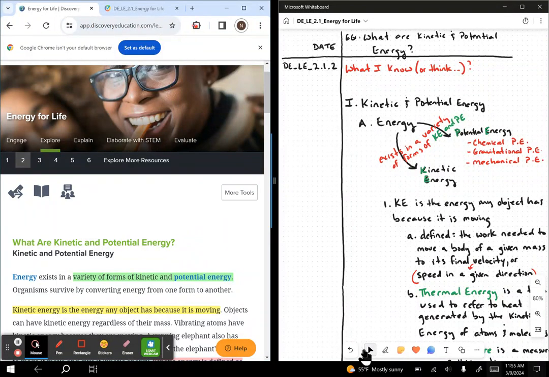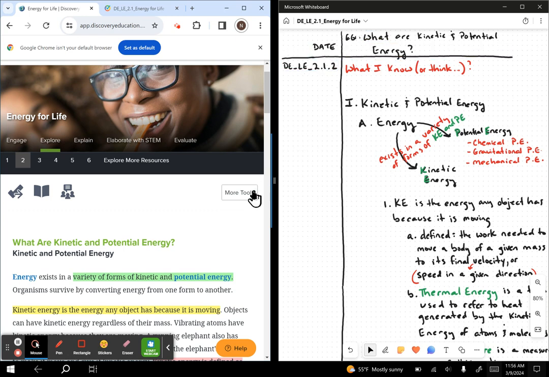Okay, we are going to take our notes on energy for life. This is coming from Discovery Education, the Living Earth book, Unit 2, Concept 1, Explore page number 2. This is something that I'd like to see you guys integrate into your notes just for your reference. Make sure you put the date.